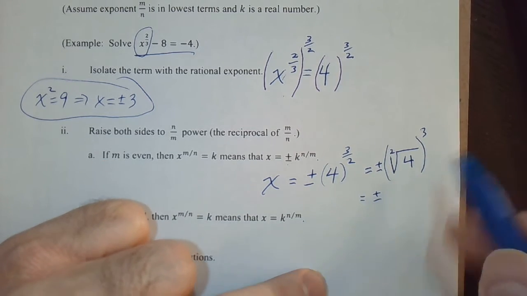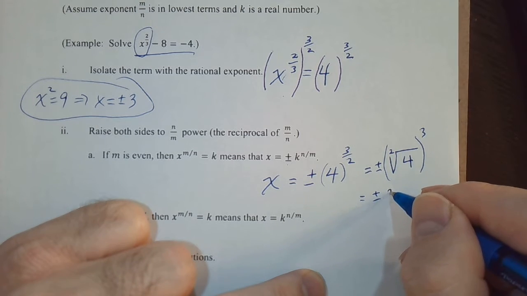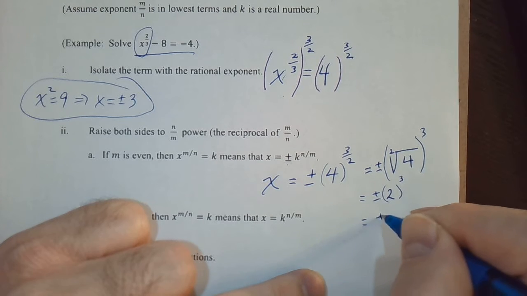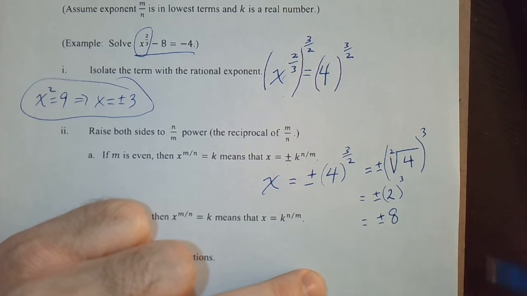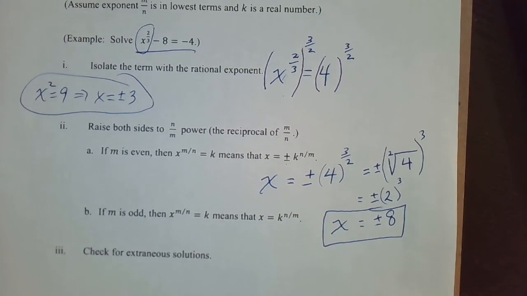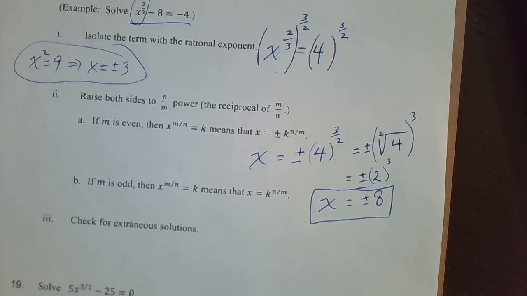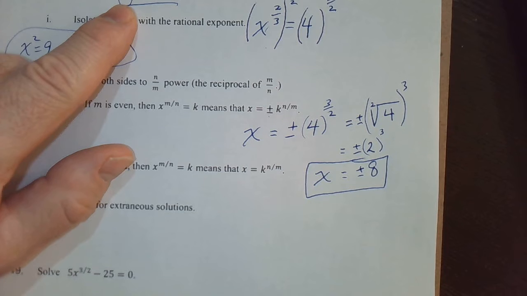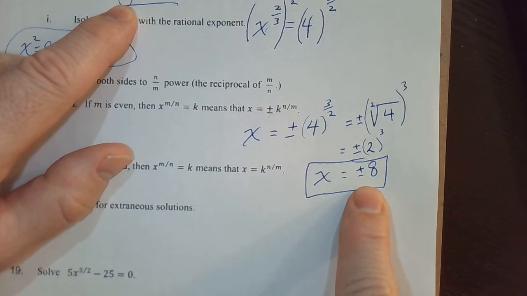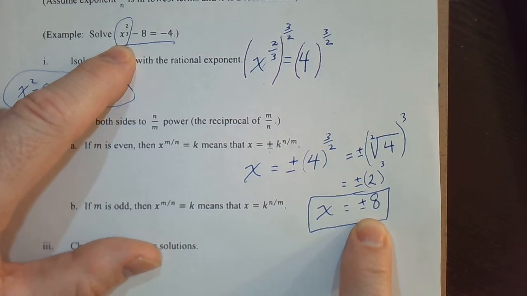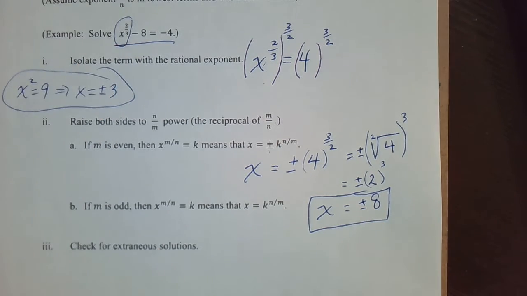Equals plus or minus, and what is the square root of 4? Radical 4 is a 2, raised to the 3rd power. So we get plus or minus 8. And then you can plug it in as well. I'll leave that for you to do. You can plug in positive 8 and negative 8 and see if they both work. I'll leave the verifying to you.